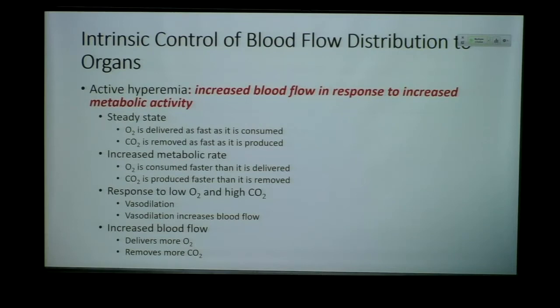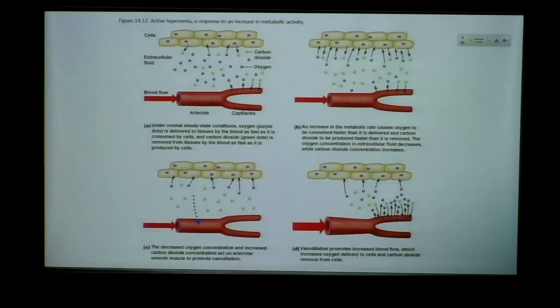If we increase metabolic rate, which are the factors we talked about in the previous slide, we're going to need more oxygen. So oxygen is being consumed faster than it can be delivered, and so we're going to need to vasodilate those tissues. Likewise, carbon dioxide is going to start building up at that local site, in that local tissue, and we're going to need to increase flow to get rid of it. So that's going to bring about vasodilation, which will increase blood flow, bring in fresh oxygen, and remove that carbon dioxide.